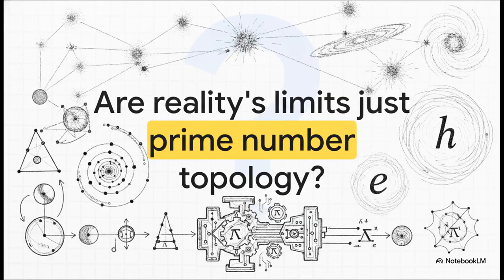Which leaves us with a truly provocative question. If this theory holds true, are the fundamental limits of our physical reality ultimately just the rigid boundaries of prime number topology? It suggests that the everyday mass we interact with might just be the elegant byproduct of a sublime mathematical engine. Thanks for joining me on this explainer, and keep questioning the deep code of our cosmos.